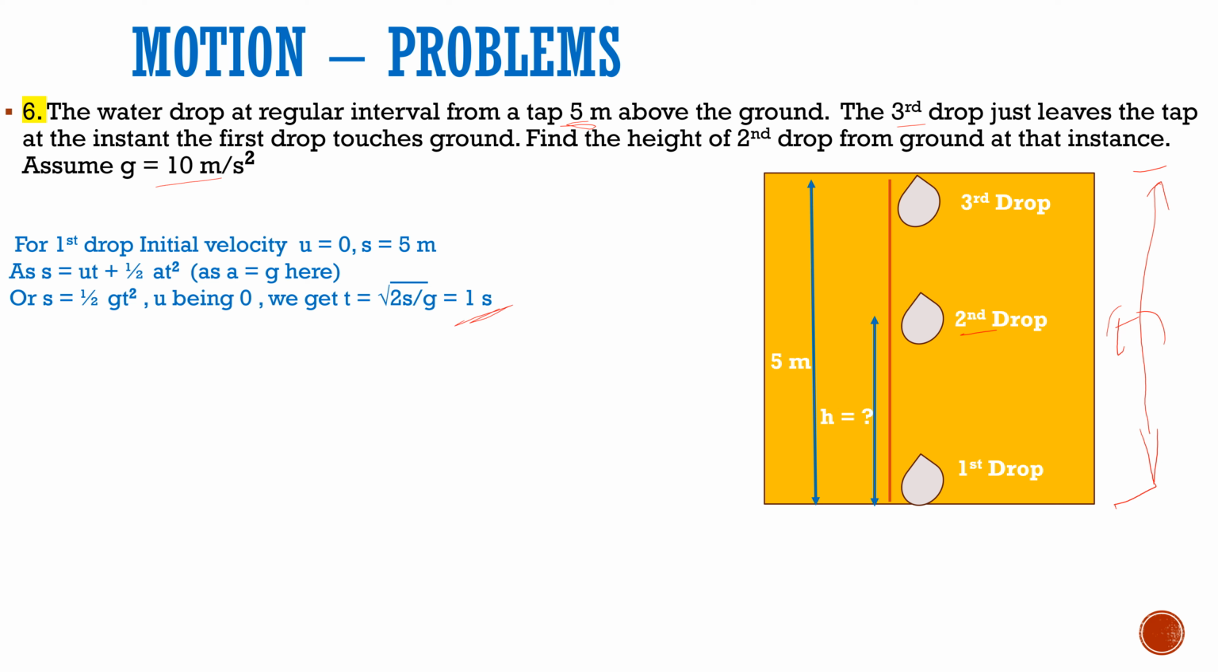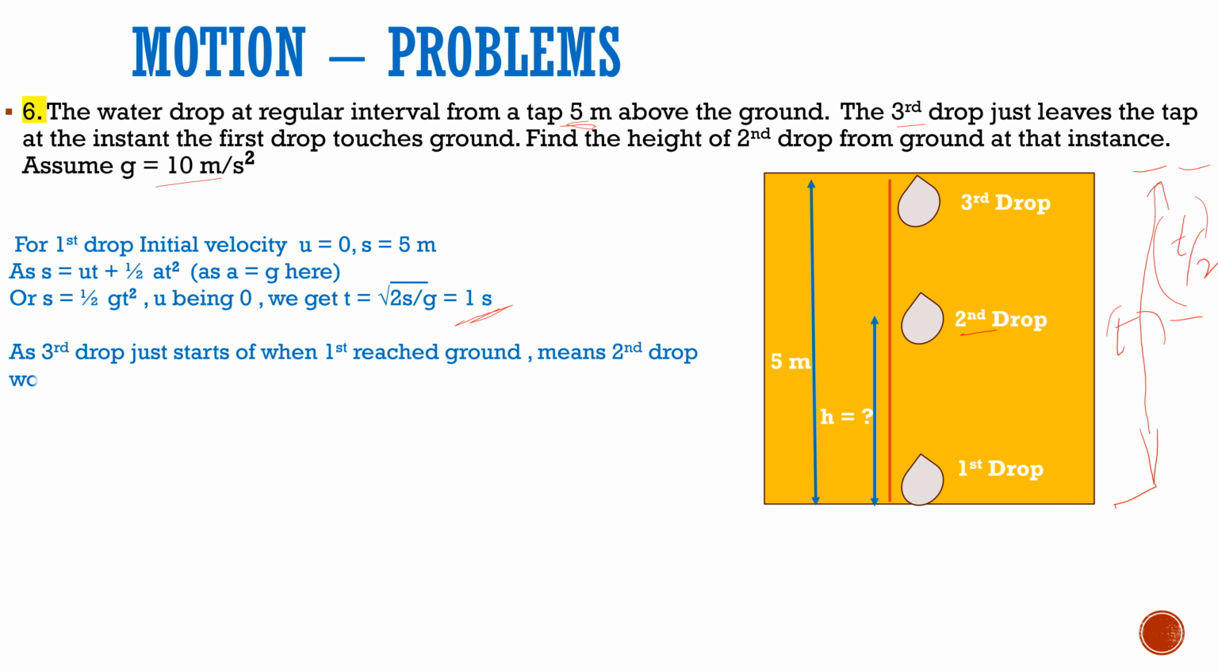So by the time it has covered 1 second, the second drop is midway somewhere here, right? Which means that second drop has traveled a time of t by 2. It has used t by 2 seconds, nothing but 0.5 second. So 0.5 second it has dropped from the initial position. And third is just starting, means it is at t equal to 0. It is just at the 0th second. This is at 0.5 second. Now, that doesn't mean that it has just covered half of the distance, right? Because we have to again calculate from the distance time formula.